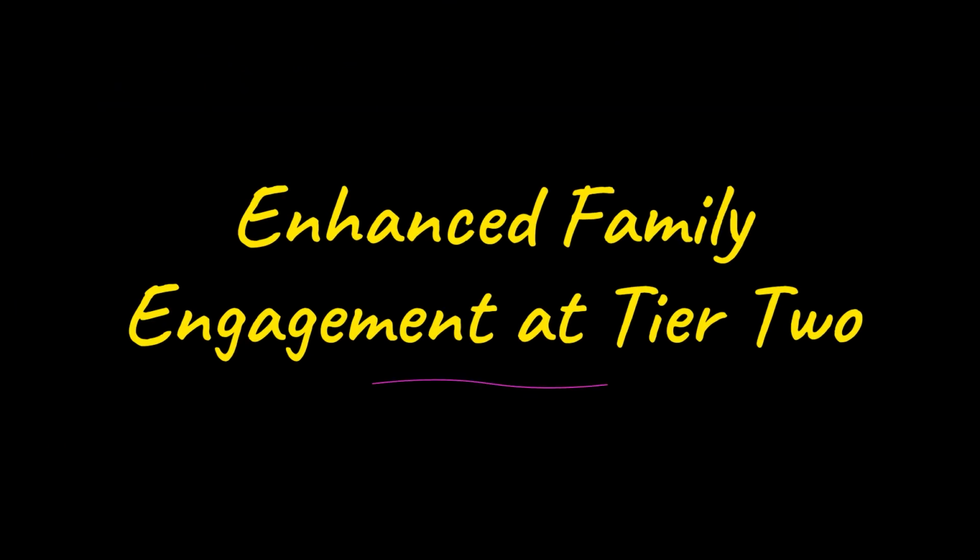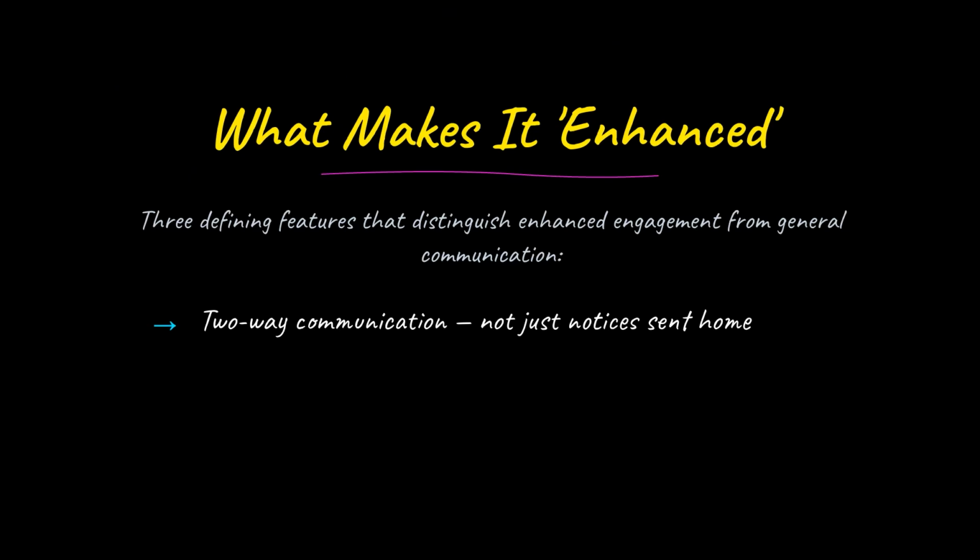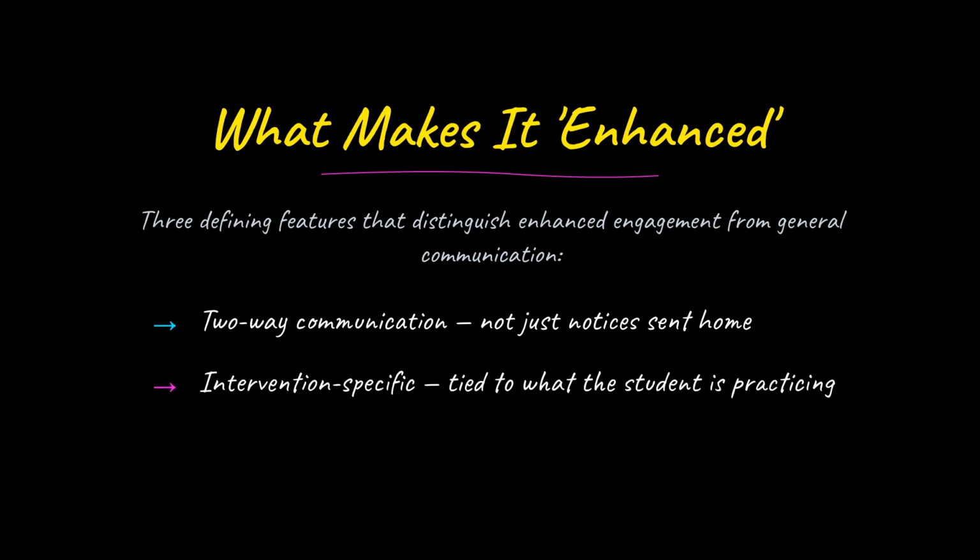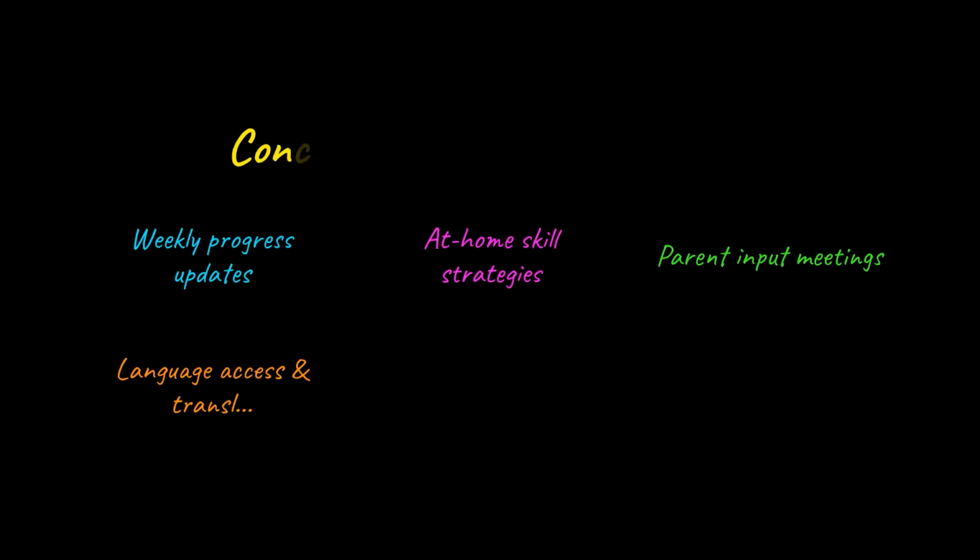At Tier 2, family engagement isn't optional. It's a structural component of how the intervention works. The moment a student moves beyond universal support, the partnership with their family must intensify deliberately. Enhanced engagement has 3 defining features: two-way communication, intervention-specific content, and increased frequency. A school newsletter sent to all families is general communication. Enhanced engagement names the student, names the skill, and invites the family to respond.